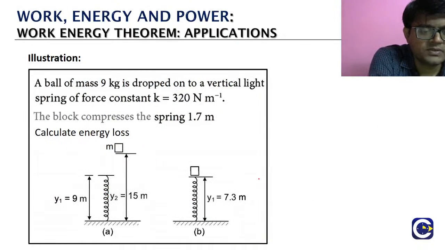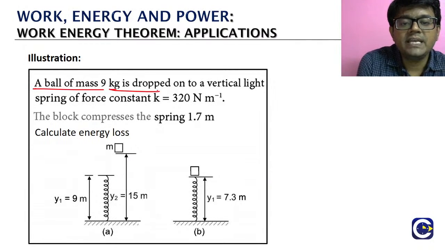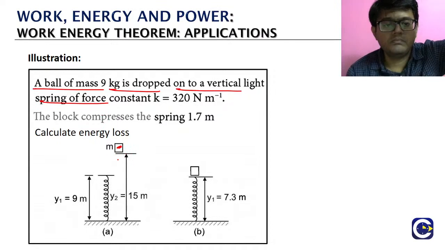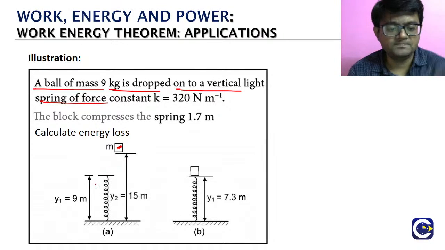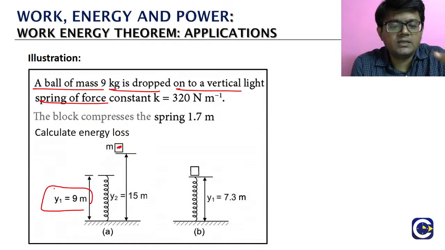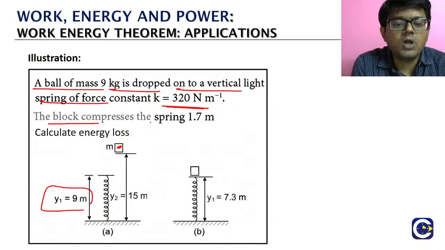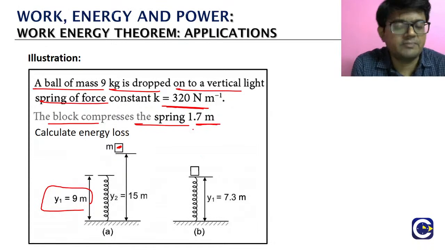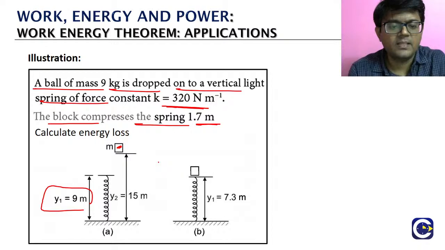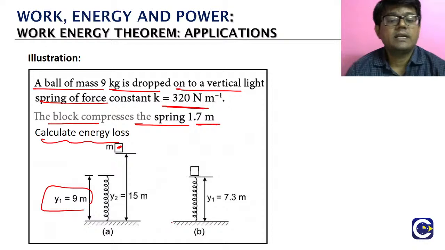Okay? Next, look, this is an interesting question. A ball of mass 9 kg is dropped onto a vertical spring. So we take a 9 kg ball and drop it on the vertical spring. Now look, what is the initial length of the spring? 9 meter. And the spring constant is 320 Newton per meter. The block compresses the spring by 1.7 meter. Okay? Calculate the energy loss.